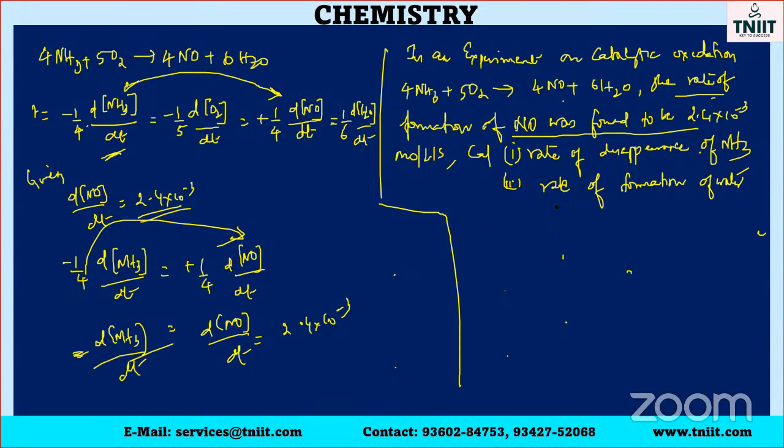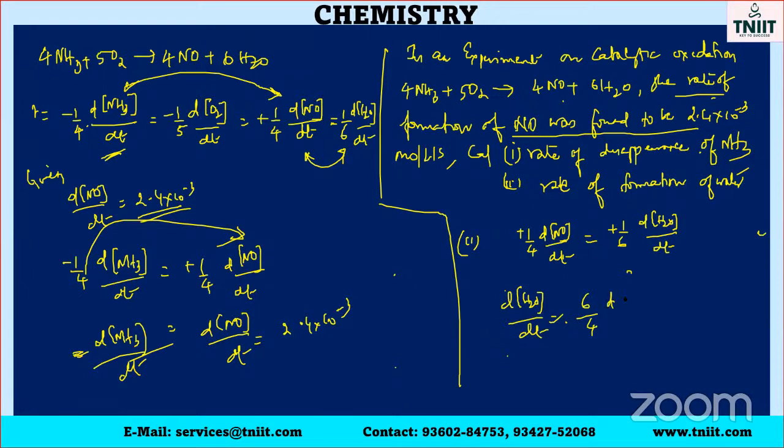The second step, they're asking you to calculate the rate of formation of water. So in order to understand the rate of formation of water, these two equations we will equate. So when we equate, it's plus 1 by 4 change in concentration of NO with respect to time will be equal to plus 1 by 6 change in concentration of water with respect to time. Since we want the change in concentration of water with respect to time, the 6 can be taken here. It will be 6 by 4 times change in concentration of NO with respect to time.